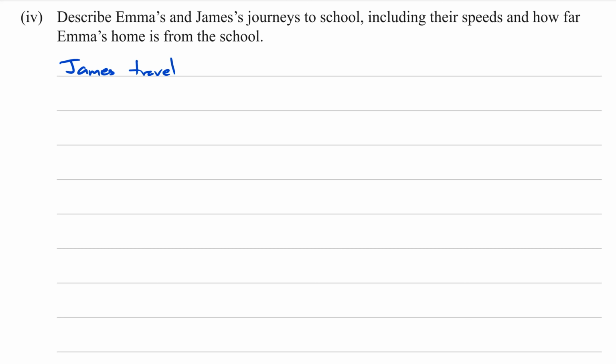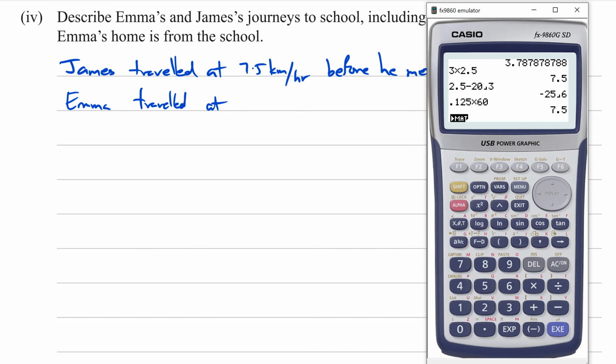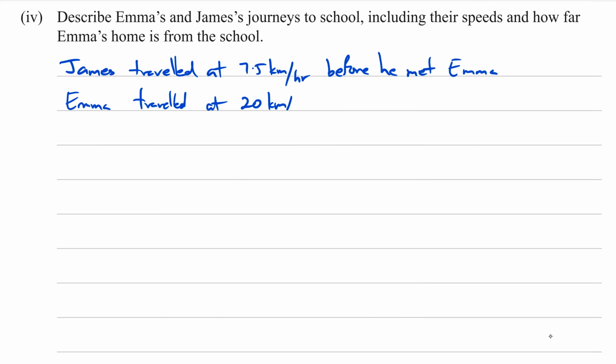James traveled at 7.5 kilometers per hour before he met Emma. And then you can say something like, Emma traveled at... what was her speed before they met? It was 1/3. So then I'm going to go 1/3 times 60, which equals 20 kilometers per hour. So Emma traveled 20 kilometers per hour before she met James.